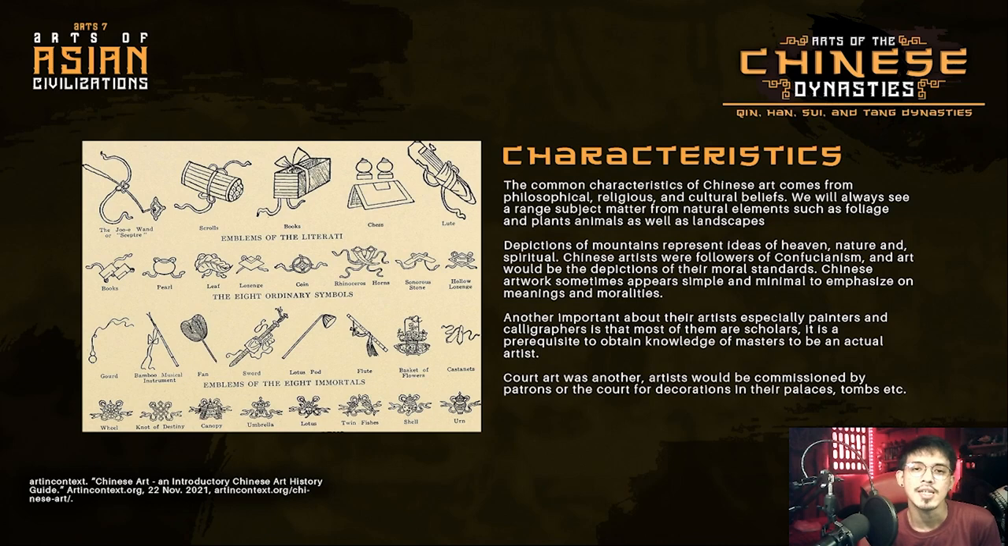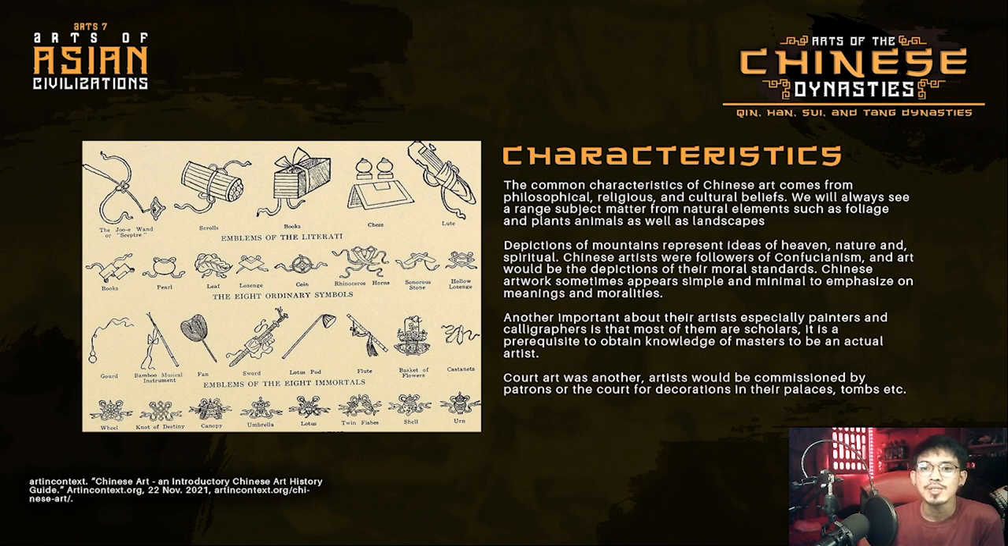So let's start with the common characteristics of Chinese art. When we say characteristics, these are the things we need to consider to identify or understand what is Chinese art and what is not, not just in the visual aspect, but in its rationale, in its deeper meanings. The common characteristics of Chinese art come from the philosophical beliefs, maybe Confucianist and Taoist, and Buddhist cultural beliefs. We will always see these elements, especially natural elements or the environment, nature, when it comes to producing art forms. Most of the time, there are depictions of mountains, seas, birds, even mythical dragons.